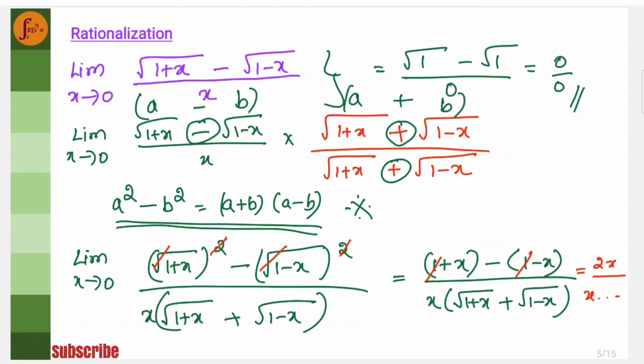So whenever we have a fraction in the expression, something like this, or whenever we have square roots, we will have to apply rationalization. First we will have to do substitution and check if it is giving 0 by 0. If it is giving 0 by 0, then we proceed with rationalization. And this formula is very important whenever we rationalize: a square minus b square is equal to a plus b into a minus b.